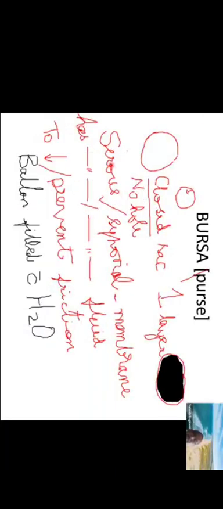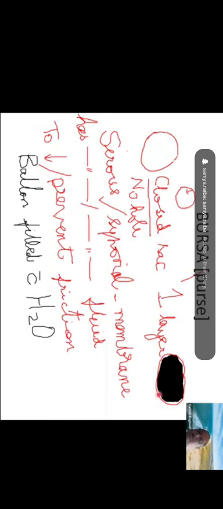Now this closed sac is lined by either serous or synovial membrane, and therefore it has either serous or synovial fluid inside. Now this is called a bursa. This is called a bursa, a sac lined, remember, one layer, either by synovial or serous membrane containing that fluid.